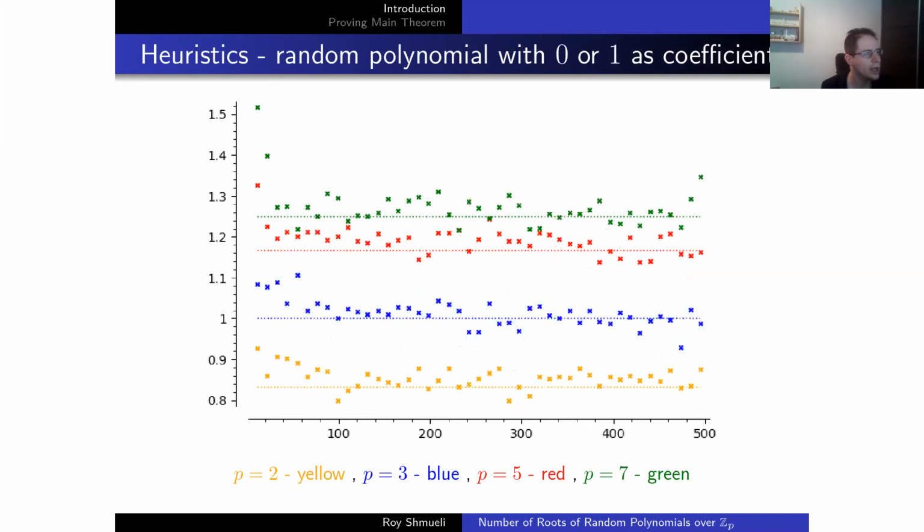So basically, this is the case in the plus minus 1. In 0 or 1, there are more roots. And there are more roots than 1, in average, at least for big p.